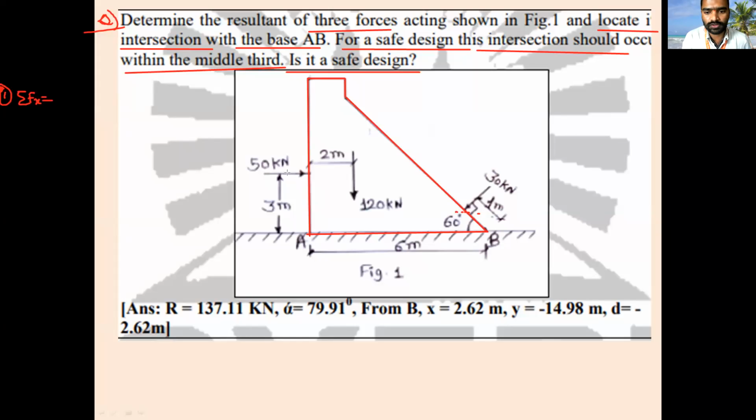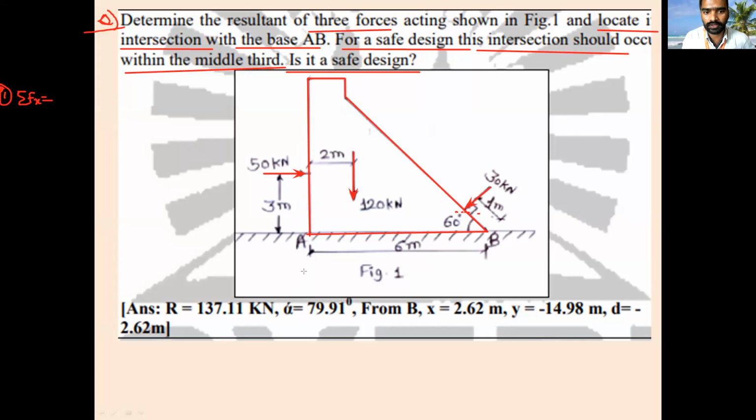Okay, in the problem he has given three forces. One is a horizontal force, this one. There is another force that is a vertical force, this one. And there is another force, this is the 30 kilonewton force.